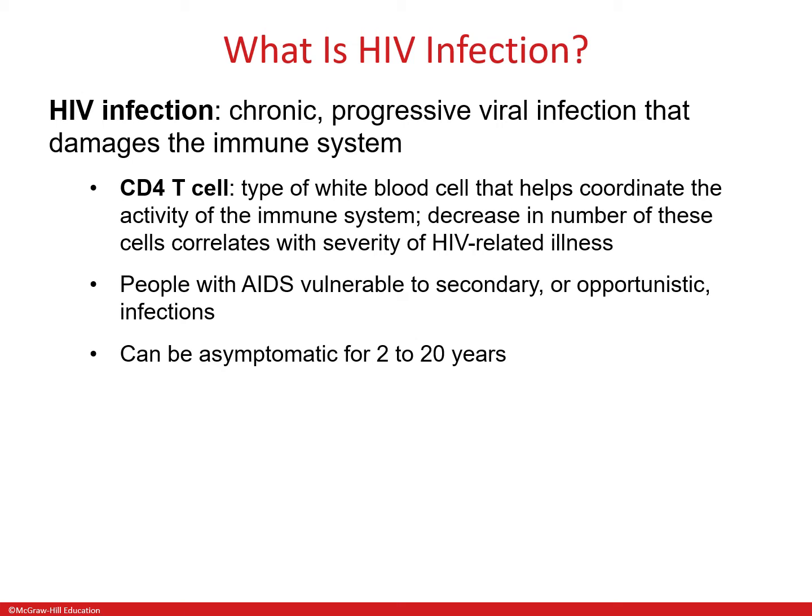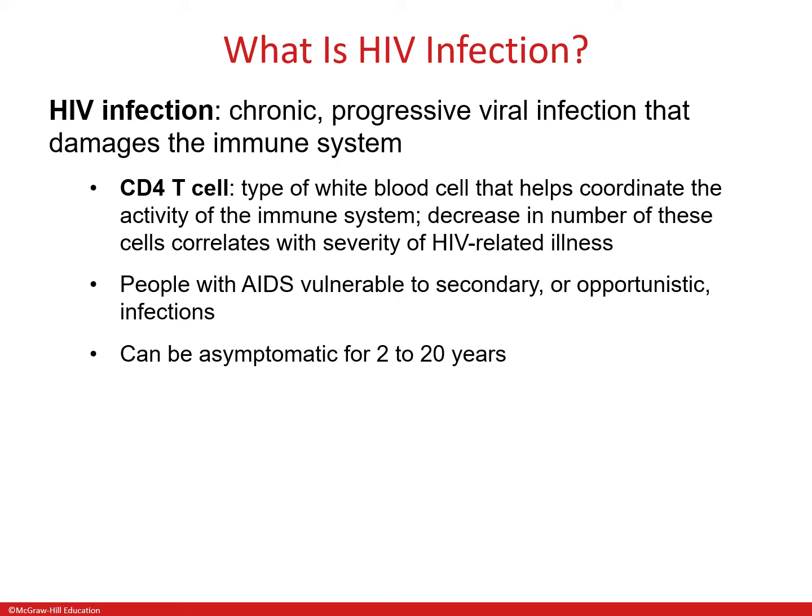So the destruction of the immune system is signaled by loss of CD4 T cells. As the number of CD4 T cells declines, an infected person may begin to experience mild to moderately severe symptoms. And a person is diagnosed with AIDS when he or she develops one of the conditions defined as a marker for AIDS, or when the number of CD4 T cells in the blood drops below a certain level. And people with AIDS are vulnerable to a number of serious, often fatal, secondary or opportunistic infections.